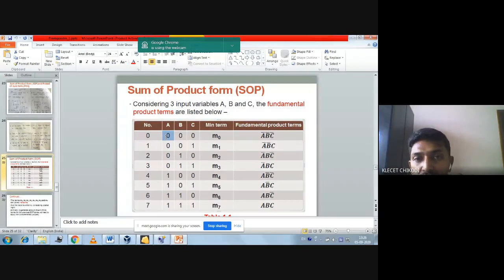So that's why, since we are considering logic 0 for 0 and logic 1 for 1, you can see that here the A bar, B bar, C bar. How we have got this? Since these are the logic lows here, that is A, B, C.